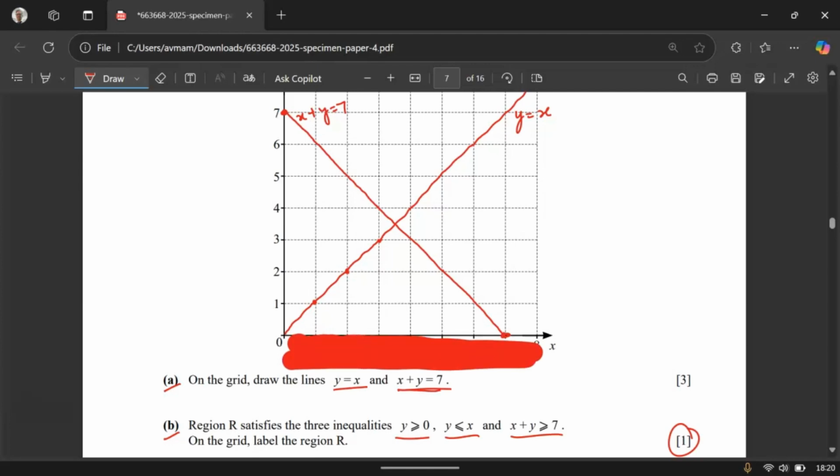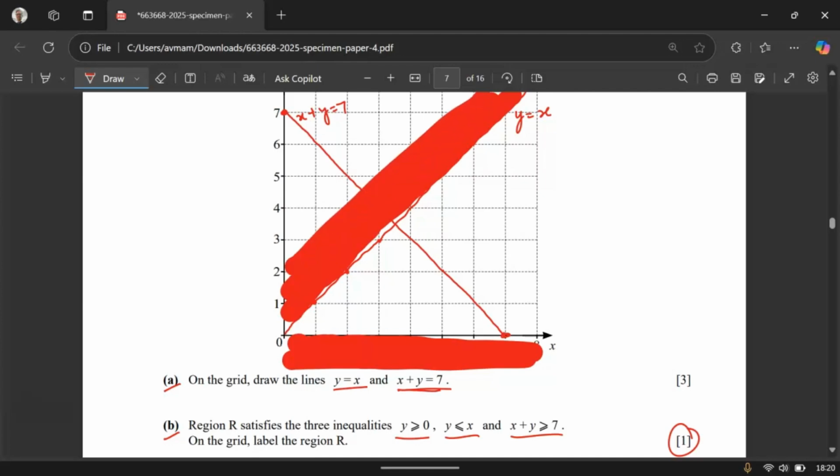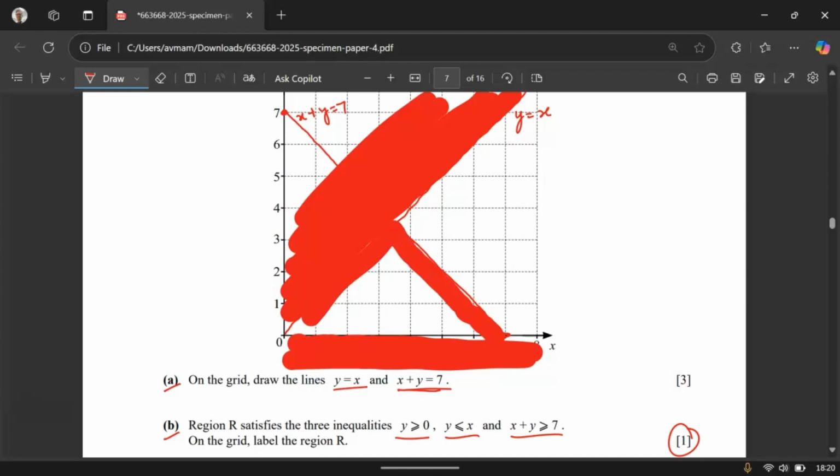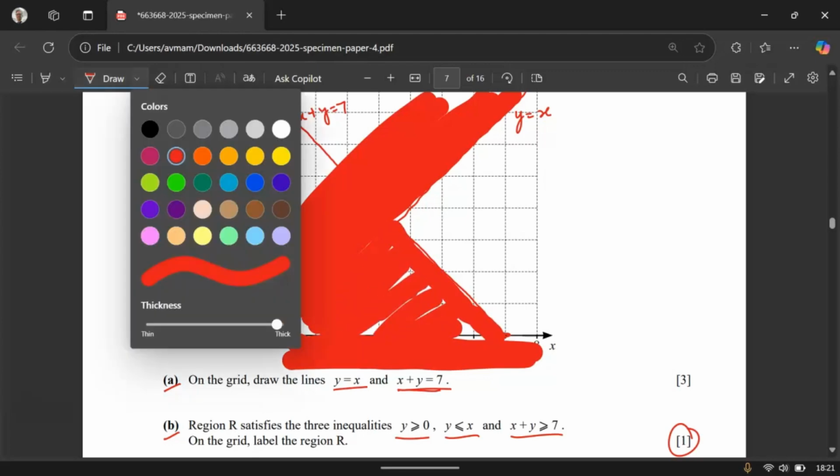For the second one, y is less than or equal to x. So you can think as y is greater than or equal to x. So this line over here is y equal to x. So that has to be all of these above this line, okay? Including that line because it says equal to. All right, and then finally, x plus y is greater than or equal to 7. So consider x plus y is less than or equal to 7. If you draw below this line, including that line, and shade everything, that satisfies the inequality.